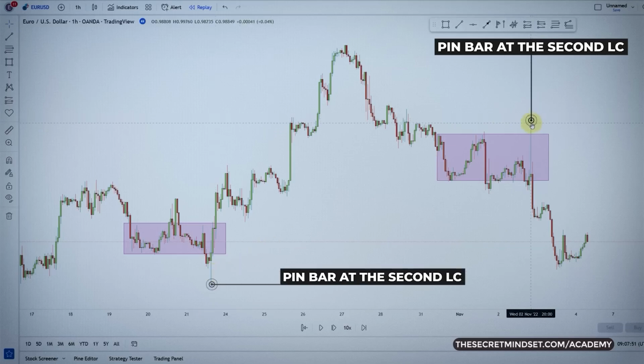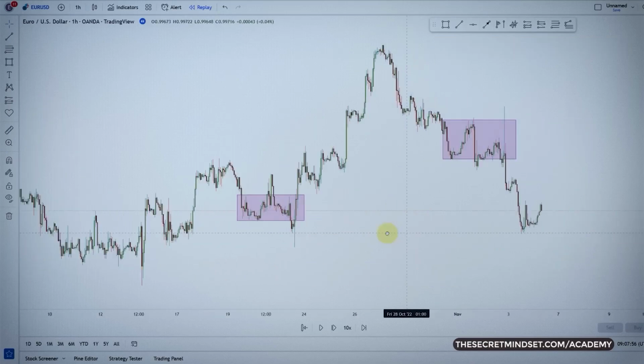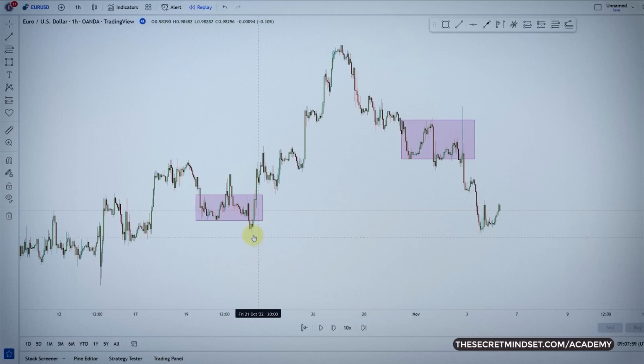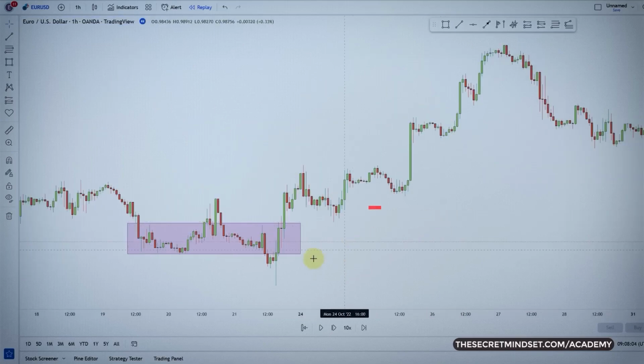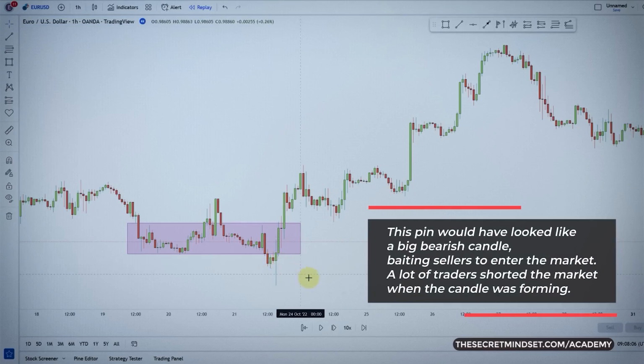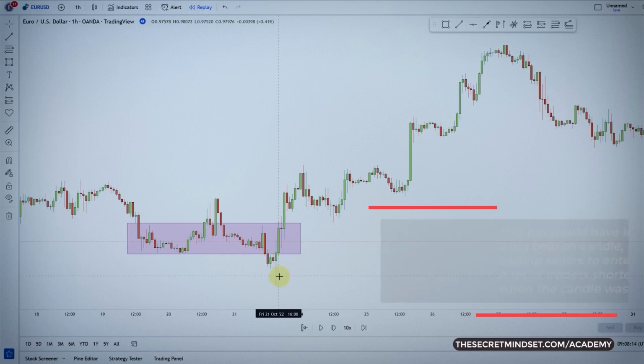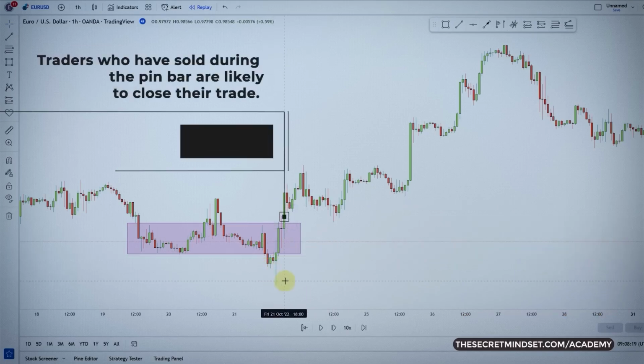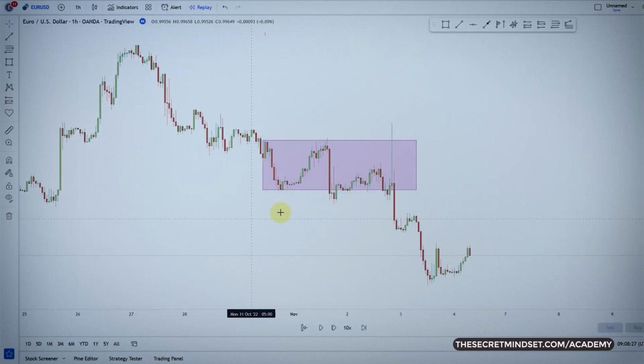A price action trader can use this false breakout pin bar signal to trade the setup. First, we get the bullish pin bar at the bottom of this liquidity clear-out. This pin would have looked like a big bearish candle, baiting sellers to enter the market. A lot of traders shorted the market when the candle was forming, and I know that if the market was to move higher from here, at some point, the traders who have sold during this pin bar are likely to close their trades. The same here.